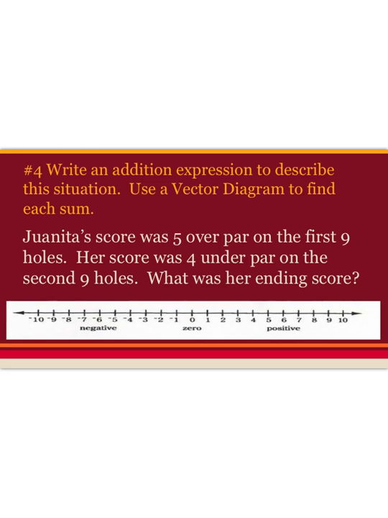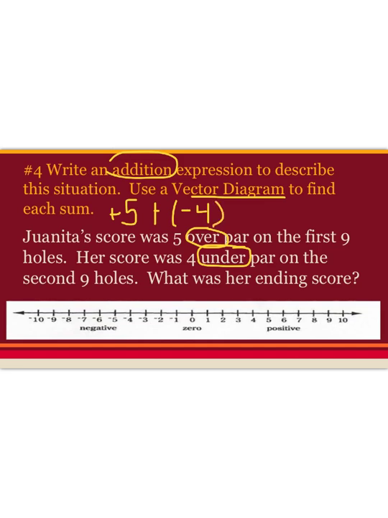All right, so for this one, we're still having an addition expression. We're still using a vector diagram, but you're going to see that there's a difference in this problem. Juanita's score was 5 over par, so that implies she has a positive 5. And I know it's an addition problem. And that's on the first 9 holes. And her score was 4 under par on the second 9 holes. So that implies it's a negative 4. What was her ending score?